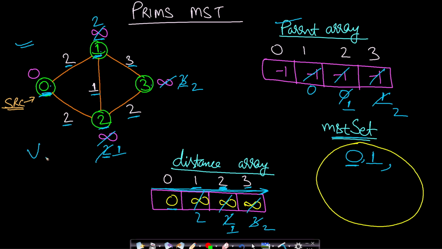Now if we have V number of nodes, then we just need to process V minus 1 nodes, and the last node will already be processed. Okay, so we have processed 3 nodes, and now it's done. Now whatever is stored in the parent array will be the structure of the MST.